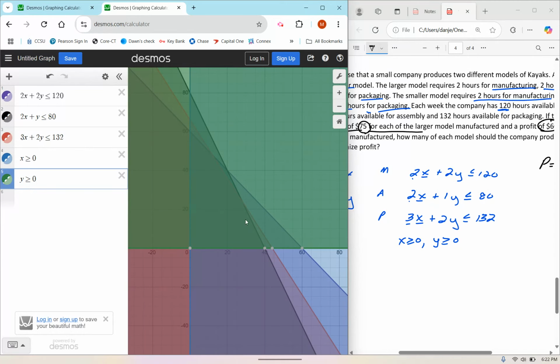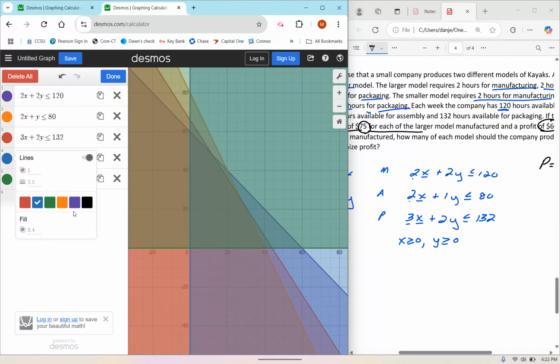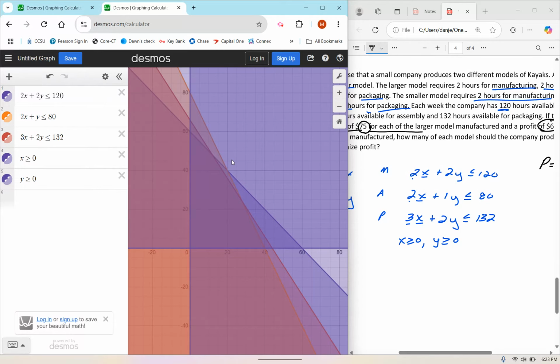I don't like all of the colors, so let me take this black one and make it orange, a little bit lighter. I'm going to make them both purple. Okay, so in any case, you now can see this feasible region is this region here, and I'm going to be looking for the corner points.